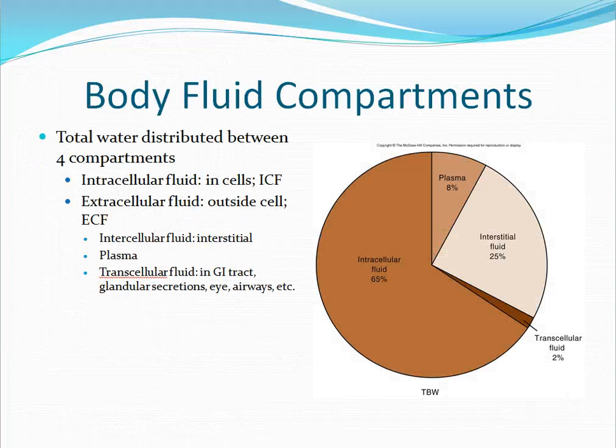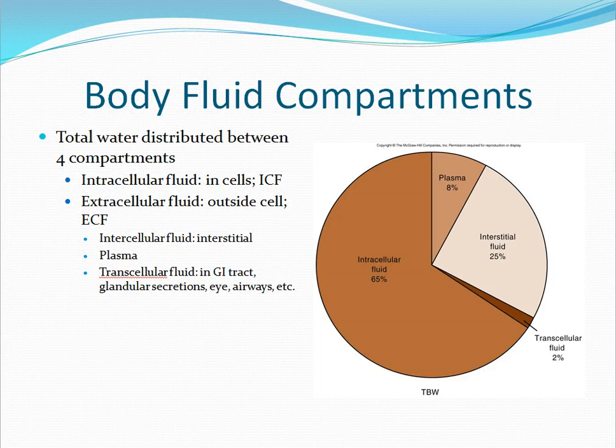This pie chart illustrates the body's fluid compartments. Total body water is distributed between 4 compartments. First, there is the intracellular fluid, also known as the ICF. This is the fluid found inside of the cells, and it accounts for about 65% of the total water in our body. Extracellular fluid, or ECF, is all of the fluid outside of our cells.